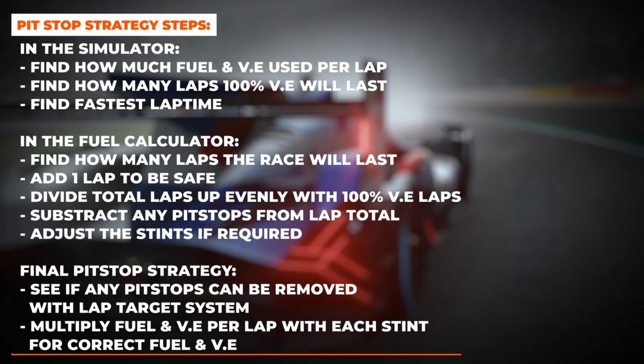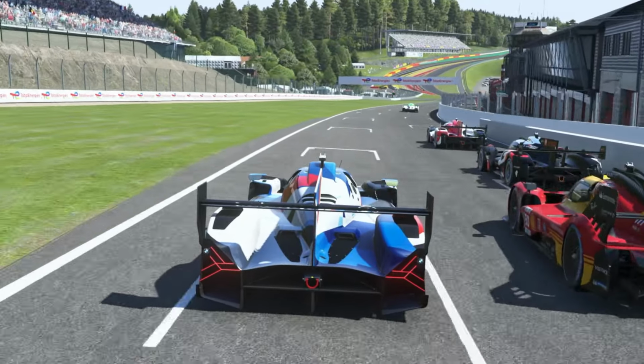This will show you roughly how many pit stops you'll need to perform and what the stints will look like. Subtract the amount of pit stops from the total race laps and adjust the stints accordingly. Take a look at this new stint plan and see if you can remove that final pit stop by using the lap target system and then adjust the stints for the final strategy. Remember that this might not always be possible. Once you've got your final strategy, simply multiply the amount of laps in each stint by your fuel and virtual energy values to get the right amount for each stint. From experience, it'll usually only be that final stint that will be something other than 100% virtual energy and a full tank of fuel.